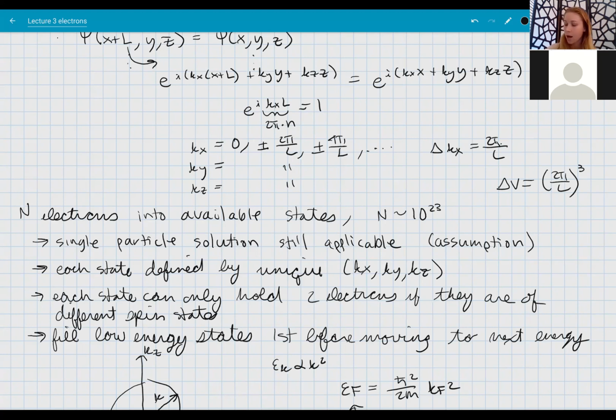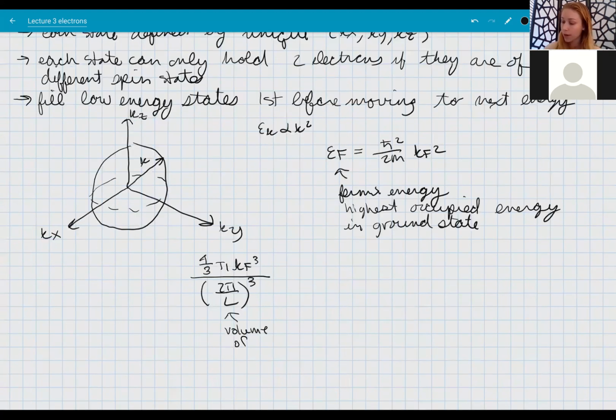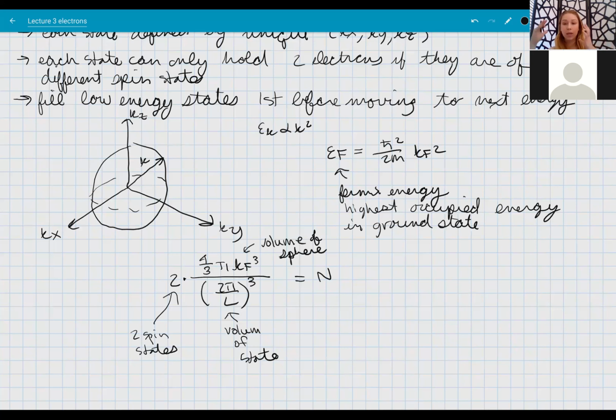So this denominator is essentially the volume of each state. The numerator is the volume of this entire sphere. And the last ingredient is that each state can hold two electrons, one spin up, one spin down. So we have two multiplying this thing. All right. So that is an equation for the total number of electrons. So we have filled up this Fermi sphere in such a way that we get the ground state configuration. We fill the lowest energy states first before moving on to the next one. So when we fill up to the Fermi energy, there are no states at lower energies that are empty.